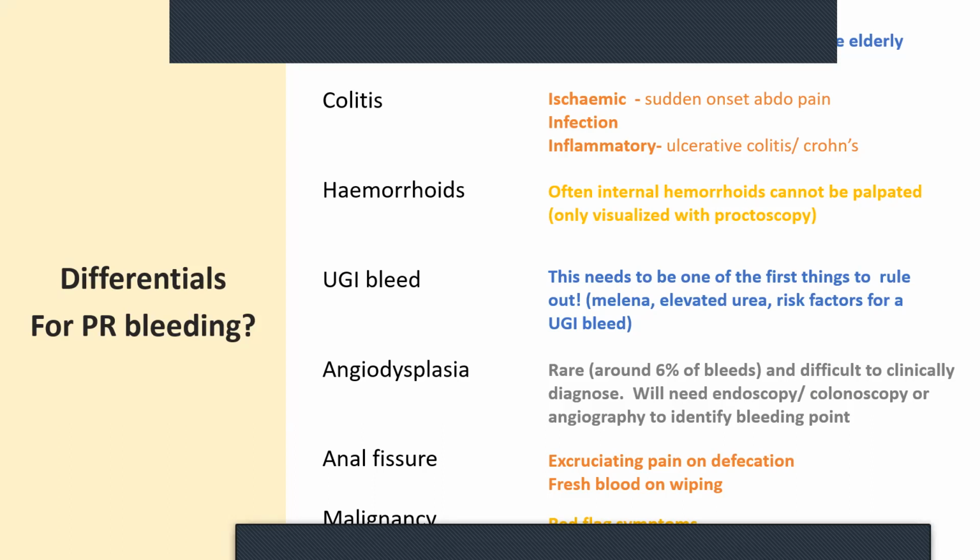The most important thing is you need to rule out an upper GI bleed in these patients as well, and also malignancy. Anal fissure is not likely to be in the scenario because this patient didn't have any pain when they were passing or making a bowel movement. And also angiodysplasia is very rare and very difficult to diagnose as well. So your main things that you should be thinking about is whether this is diverticular disease, but you also need to exclude an upper GI bleed and a malignancy.